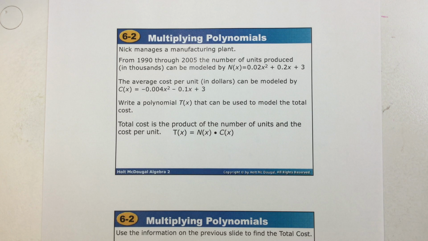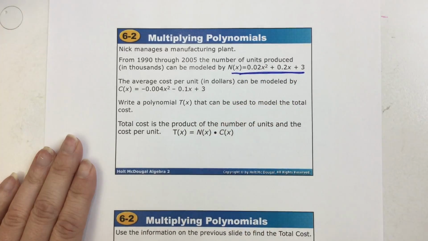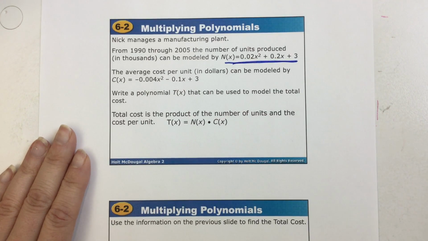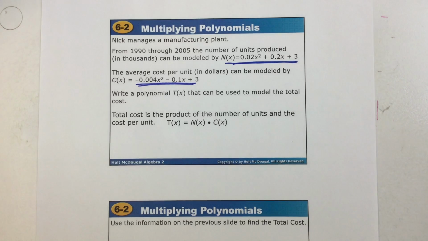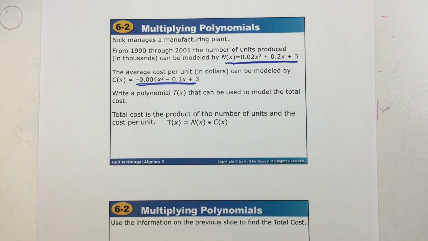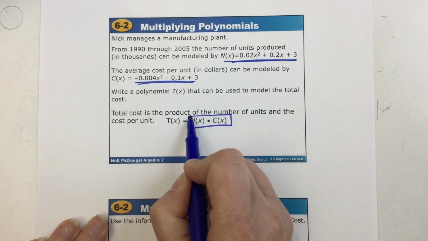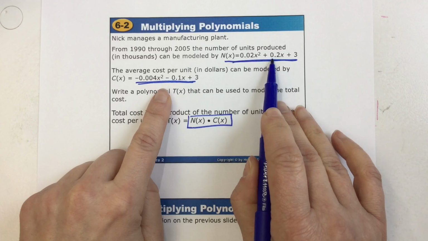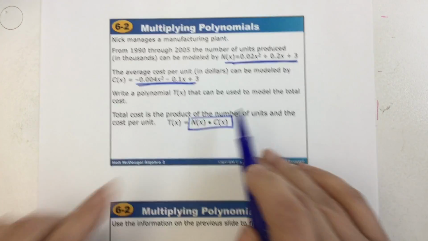Nick manages a manufacturing plant. From 1990 through the year 2005, the number of units produced in thousands can be modeled by this polynomial. The average cost in unit per dollars can be modeled by this polynomial. They want you to write a polynomial, t of x, that can be modeled to figure out the total cost. So what you would have to do is take these two polynomial functions and multiply them together. Okay, that's what they're saying to do.